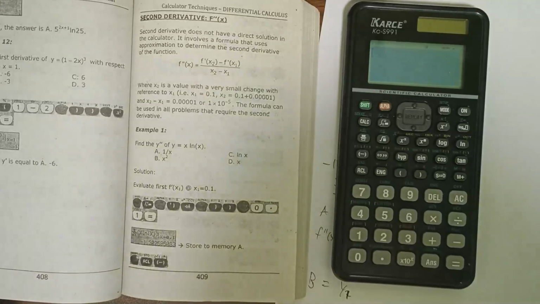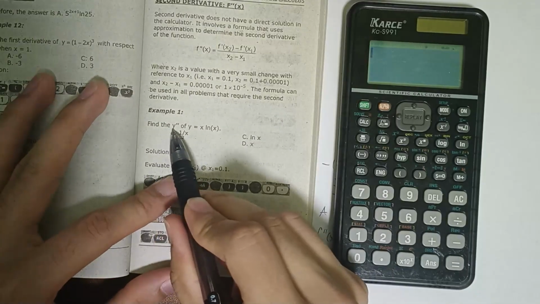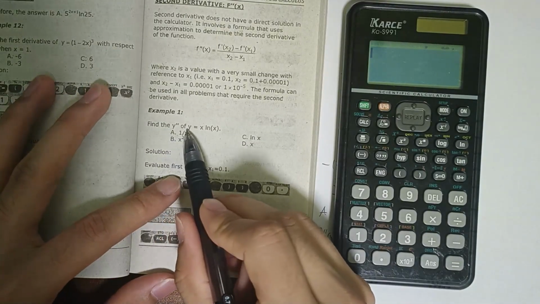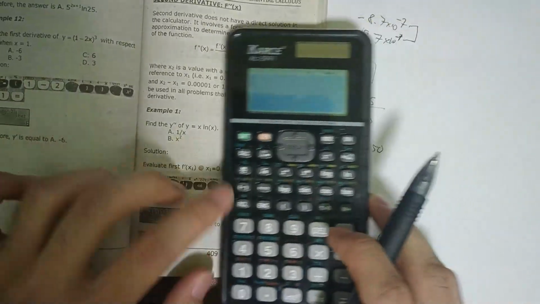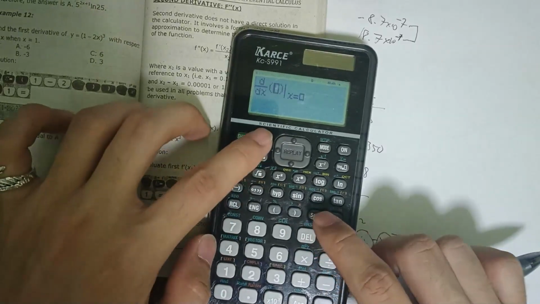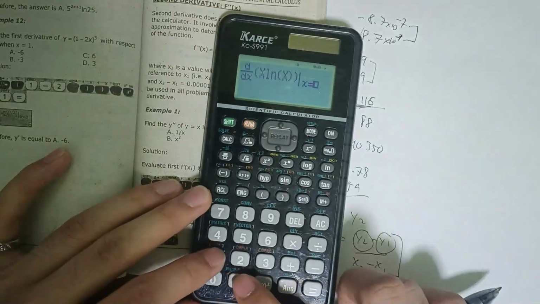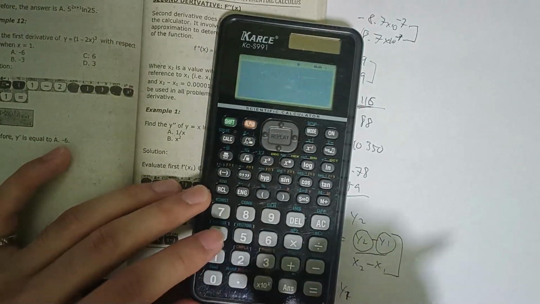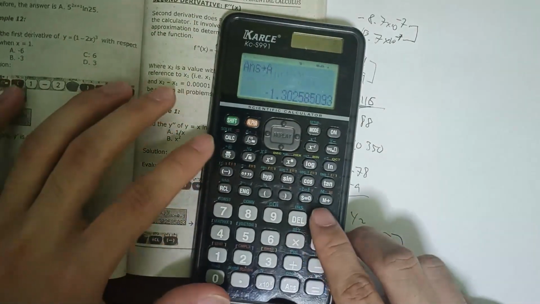Okay. For our third topic is how do we get the second derivative of a function. So, first example, find the y prime of y equals x ln of x. So, we're just going to type this in our calculator. X in our derivative function x ln of x, then assume value as x.1. Okay, then we will shift store to A.